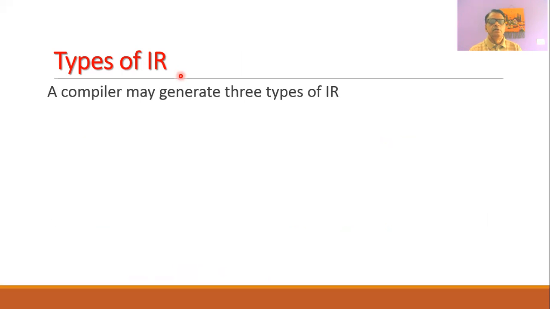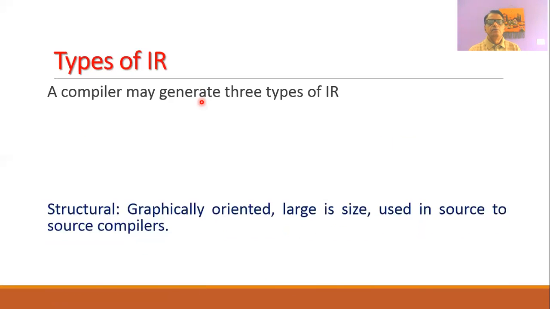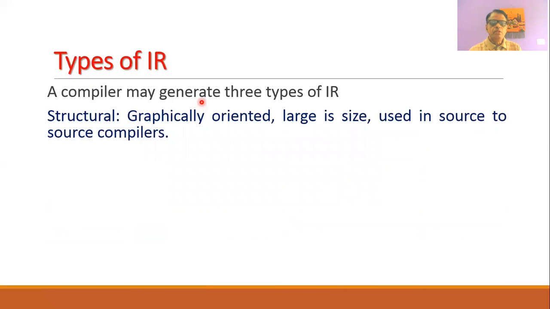Now we will go for the different types of intermediate code, or the different types of intermediate representation. A compiler normally will generate three types of intermediate representation. The first type is called a structural representation. In the structural representation, you can say that it is a graphically oriented representation, which is much larger in size. And normally such a representation is used in a source to source compiler.